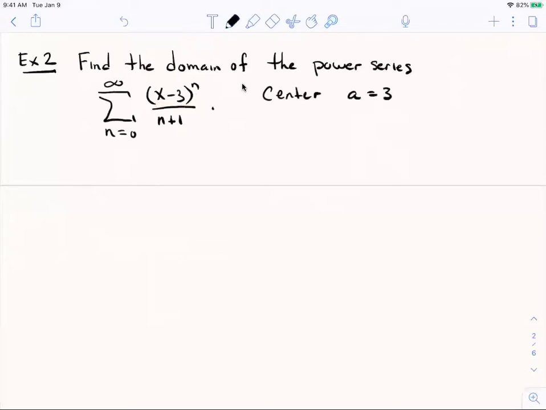Okay, so we know that that series converges when you plug in x equal 3. If you plug in x equal 3, all but one of the terms is going to be 0, and the series is going to converge. But I'm wondering, are there other points in the domain?